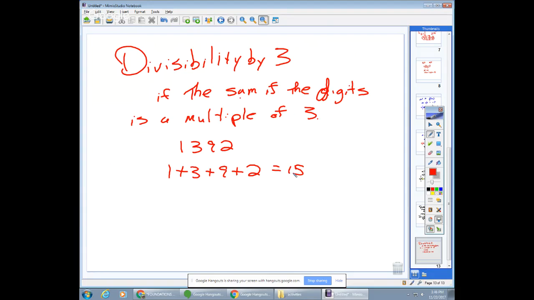So we can double check that by actually doing the division, taking 3 into 1,392. So 3 goes into 13 4 times, remainder 1. 3 goes into 19 6 times, 6 times 3 is 18, remainder 1. And 3 goes into 12 4 times. Yeah, 3 times 4, 464. That works every time. Oh my gosh, I've never heard of that before. It's nuts, isn't it? Yeah.